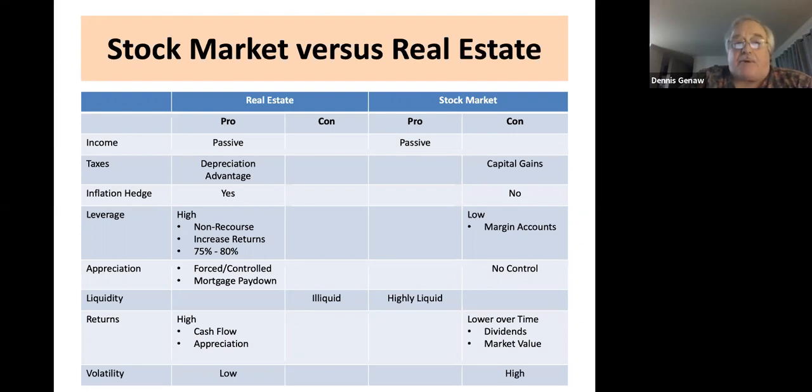Yes, you can both control your appreciation and you can see appreciation through mortgage pay down. We call that controlled appreciation, forced appreciation. That's where you improve the property so you can raise the rents or reduce expenses or both and increase the value of the property. You don't get a chance to see that kind of appreciation in the stock market.